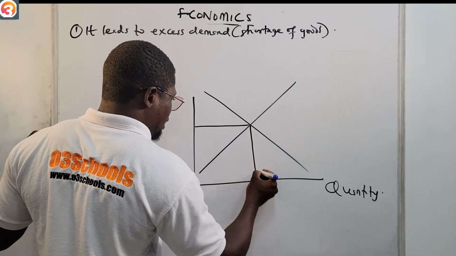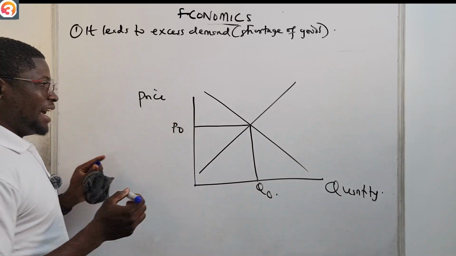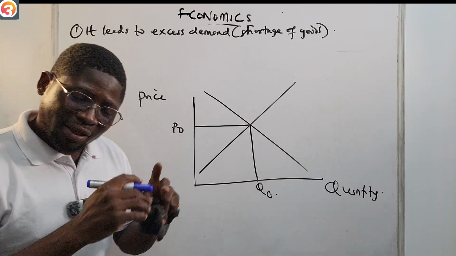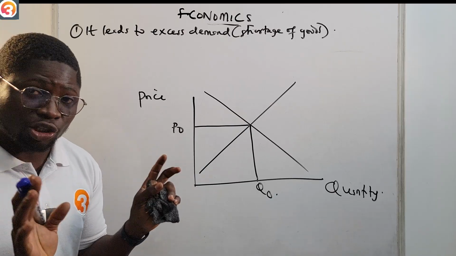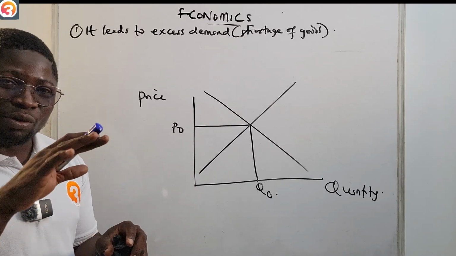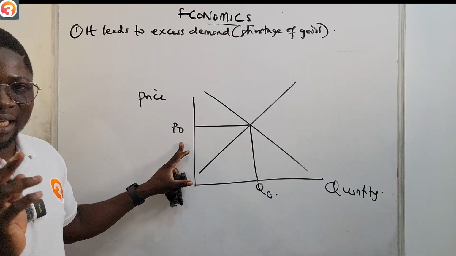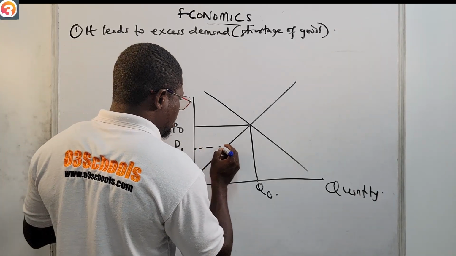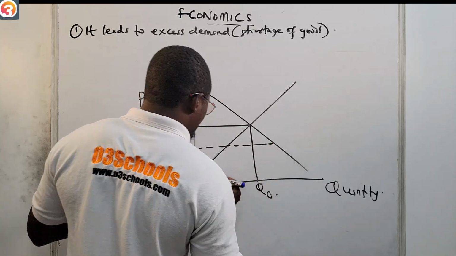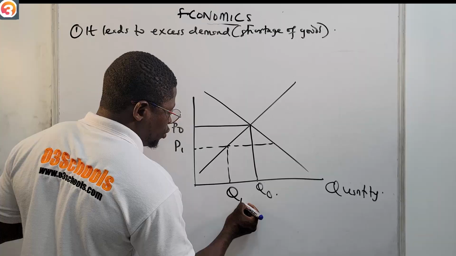Let us take that down. If this one is P0, this is Q0. For maximum price legislation, which we started from, we said the price is usually set below the equilibrium or market price. So if this is our P1, it will hit here, and here is our Q1.